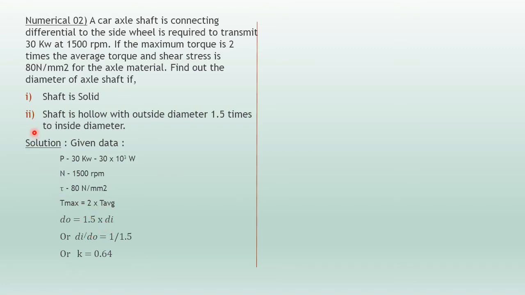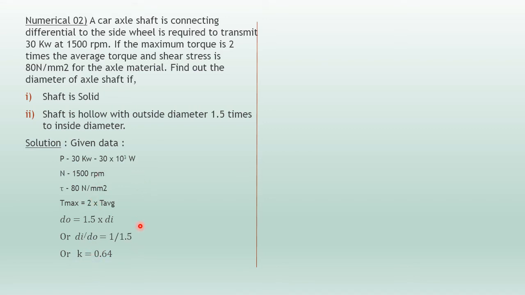This is given in condition number 2. The shaft is hollow with outside diameter 1.5 times the inside diameter. That is, the ratio of di to do is equal to 1 divided by 1.5. By rearranging these terms, you will get di divided by do equal to 1 by 1.5. If you put this into your calculator, you will get 0.64. But here di by do is nothing but k, the ratio of inside diameter to the outside diameter. So this is the given data.